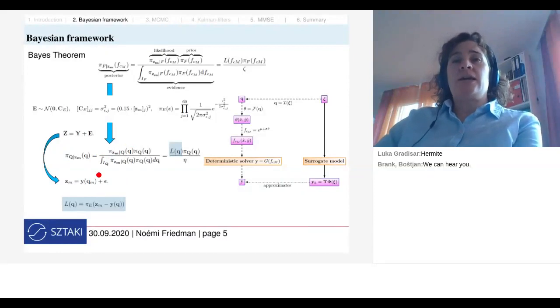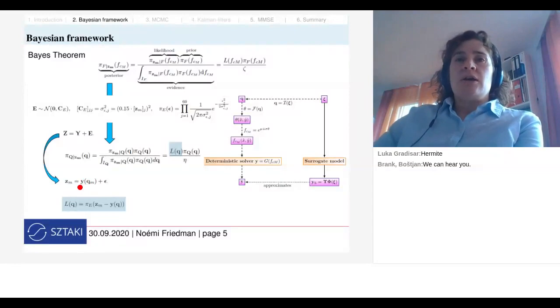Now let's see how I can handle this problem. Just another notation: why do I call it ZM? Let's suppose QM is the true value of the input parameters. I have some true value of that, and I can compute the solution from the finite element model. I can compute the true response if I have the true value of the input parameter.